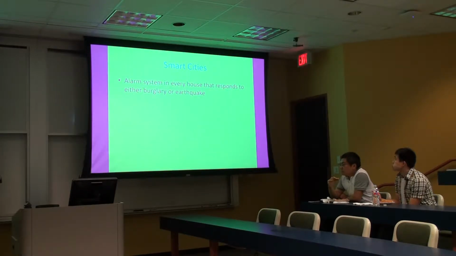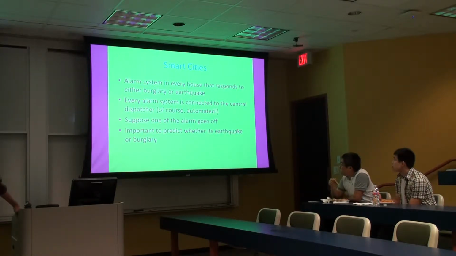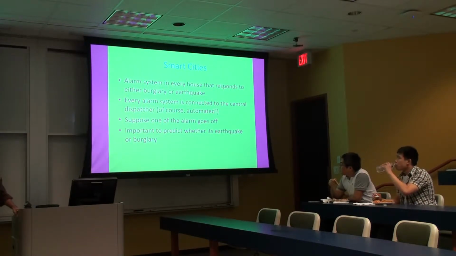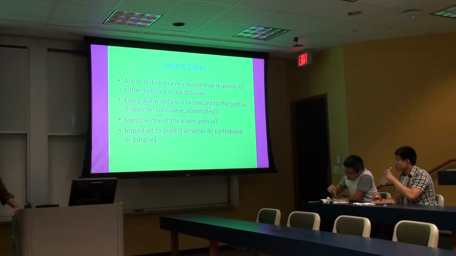So suppose in case of smart cities, we'll of course expect that there will be an alarm system in every house, let's say not a very fancy alarm system. So in this case, it either responds to burglary in the house or earthquake. It's connected to the central dispatcher. Of course, it's an automated dispatcher. And suppose one of the alarms goes off. At this point, it is very important for the dispatcher to infer whether it's because of burglary or earthquake, since the responses to the two are different.